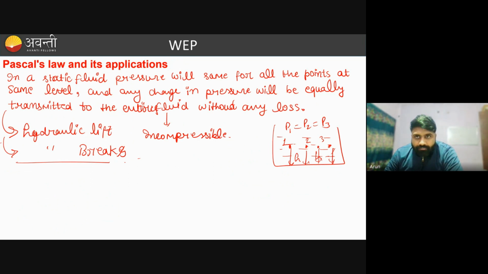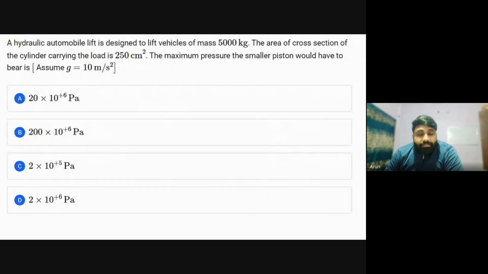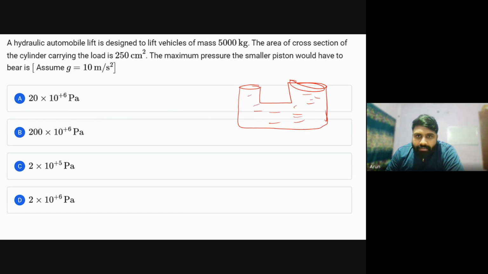Now, this is a question based on Pascal's law. A hydraulic automobile lift is designed to lift a vehicle of mass 5000 kg. Let's say this is the hydraulic lift. In a hydraulic lift we have two limbs, and between these limbs an incompressible fluid is filled, arranged with the help of pistons. On the smaller side we apply the force, and on the bigger side we put the vehicle or anything that we want to lift up.